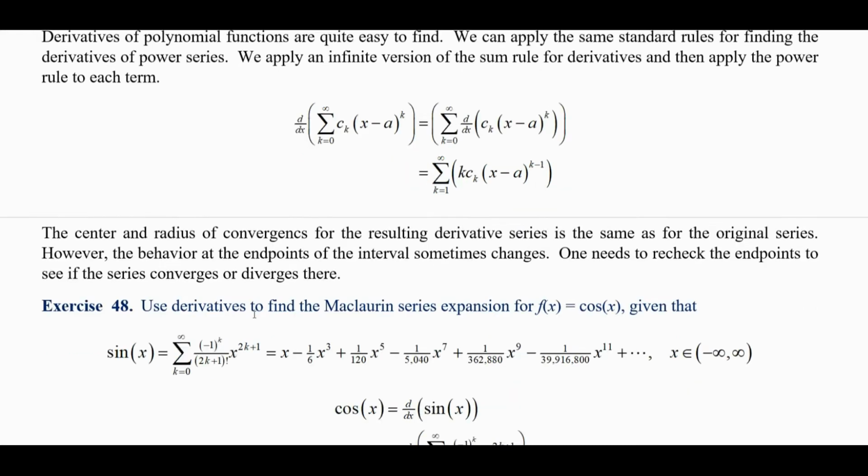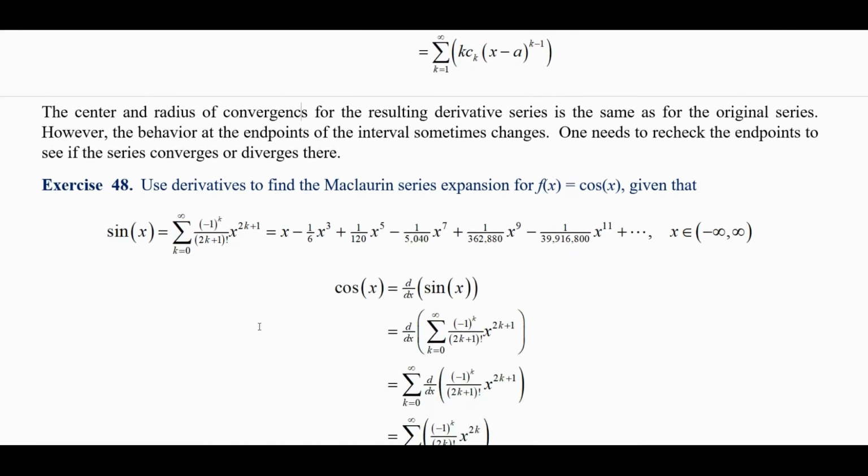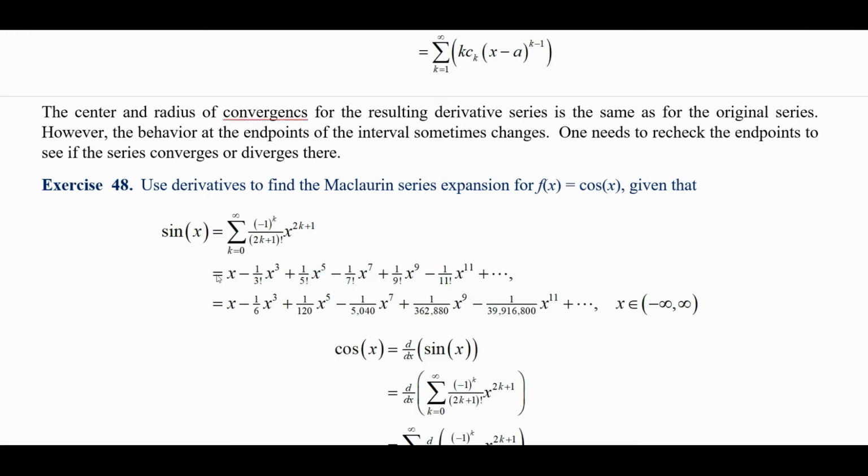So, for example, let's use derivatives to find the Maclaurin series expansion for cosine of x, given that we know the expansion for sine of x. So recall that the expansion of sine of x is the sum from k equals 0 to infinity of negative 1 to the k over (2k plus 1) factorial times x to the 2k plus 1. Remember, what we get is the odd powers of x, and then it's 1 over that power factorial, and then we have an alternating sign, plus, minus, plus, minus, and so forth.